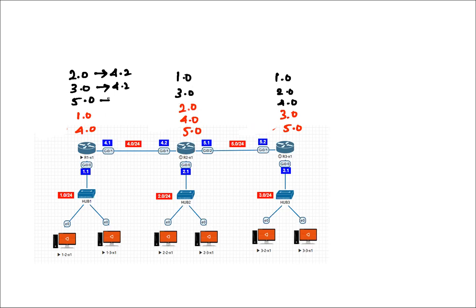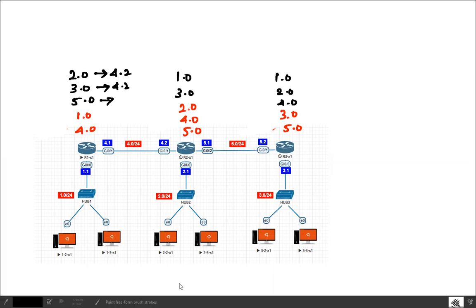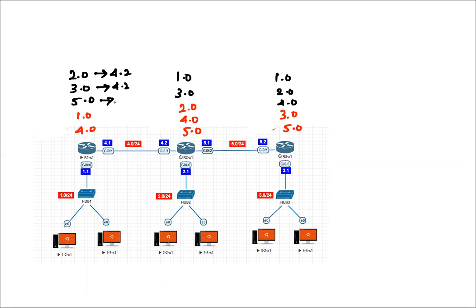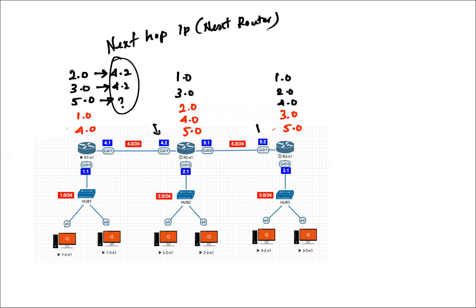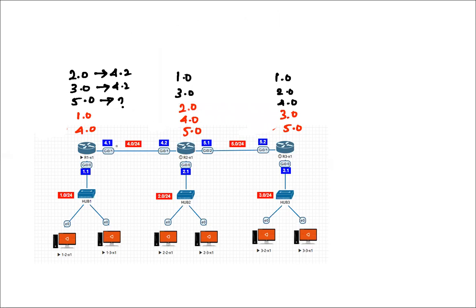Next one, to reach 5.0, what is the next hop IP? I cannot edit the poll question anyway, and I don't want to create the poll again, so you just answer. What is the next hop IP address for 5.0? Is it going to be 5.2 or 4.2? It's very clear now. You understood that the next hop IP will be only the next router. So in that case it's going to be 4.2.